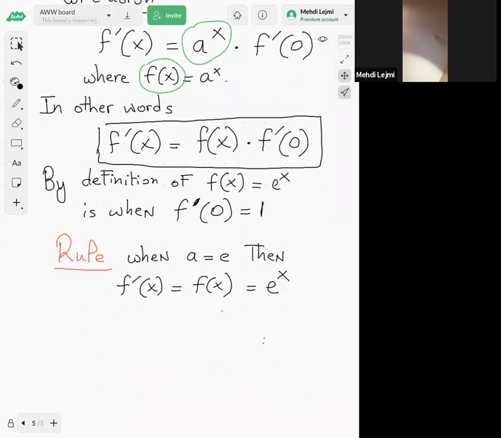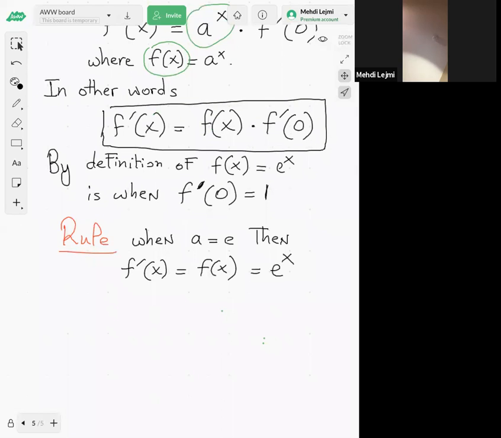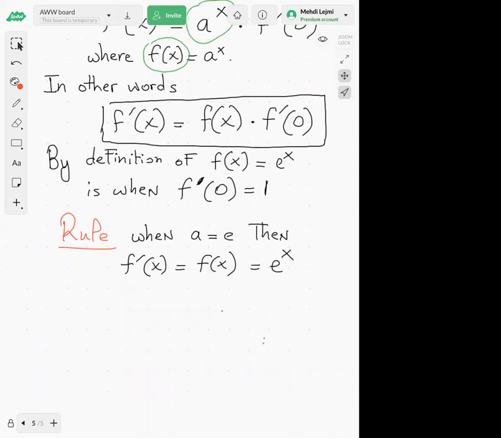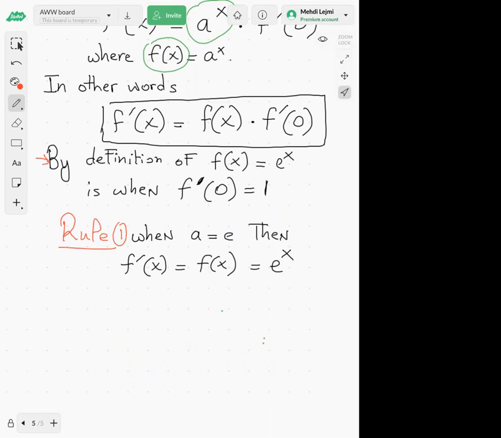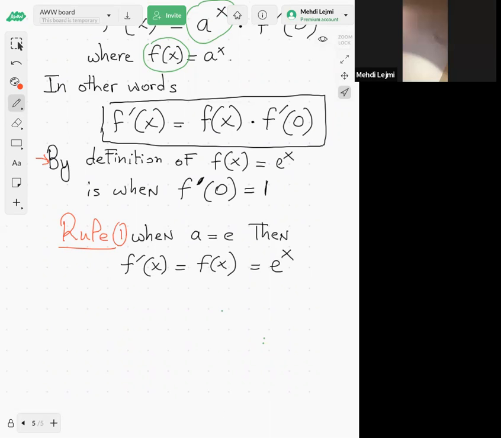Right, and actually, so that's the first rule, number 1. Professor, you said by definition of f of x equal to exponential of x is f prime of 0 equal to 1. Yes, if f prime of 0 is equal to 1. Okay, that's when f prime of 0 is equal to 1. Okay, thank you.